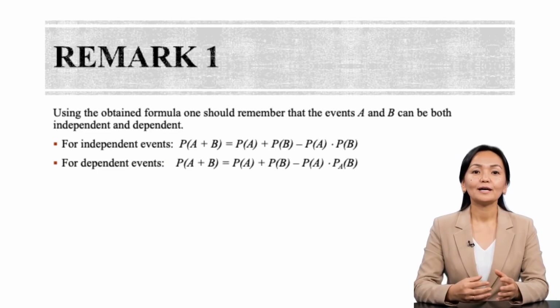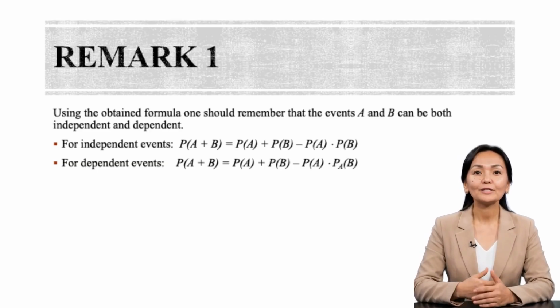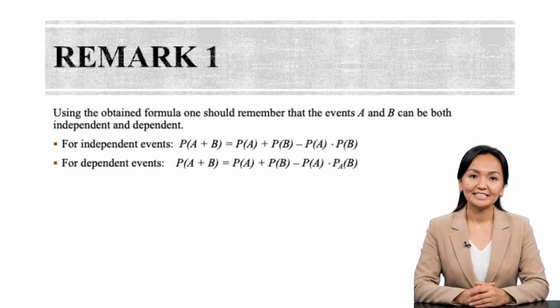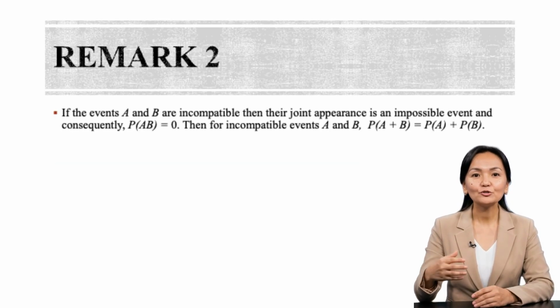It provides a unified framework that works regardless of whether events are independent or dependent, as long as we correctly calculate the joint probability. This makes the formula applicable to a wide range of practical situations, from quality control to risk assessment, where we often need to account for overlapping possibilities. Here's an important special case to remember.